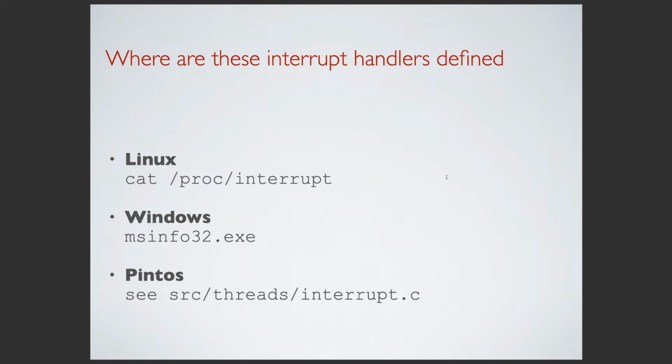So where is the interrupt defined? Well, on Linux you can look at /proc/interrupts. On Windows it's going to be msinfo32.exe. And on Pintos you will see that it's inside interrupt.c. If you look at this file, you're going to see the two PICs, the slave, the master, and so on. Everything I just talked about is going to be there in the code.